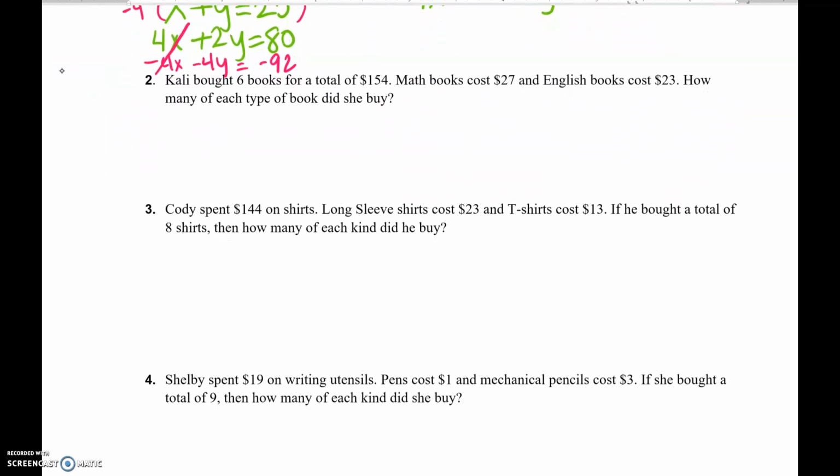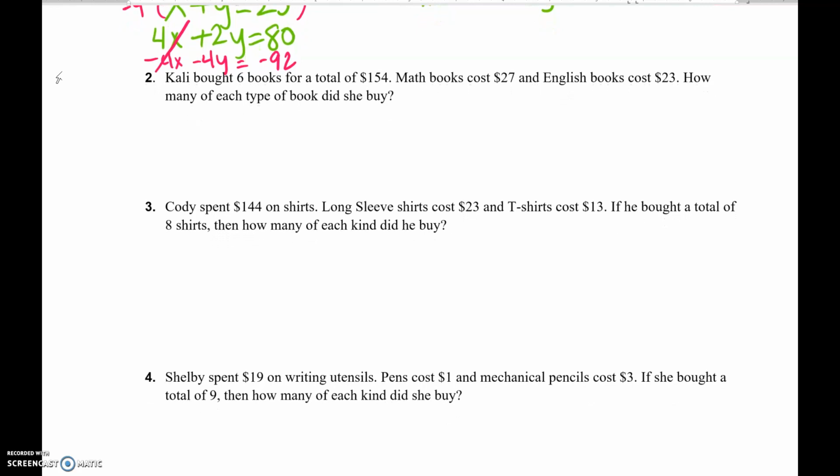Okay, number 2 says Kaylee bought 6 books for a total of $154. So already I know I have a total and a total. So total number of books, total cost. Math books cost $27 and English books cost $23. How many of each type of book did she buy? Okay, so here are what I'm talking about.